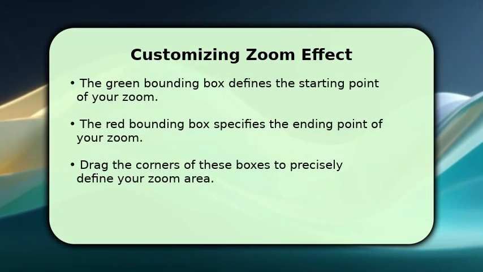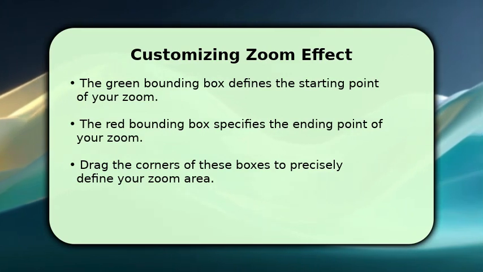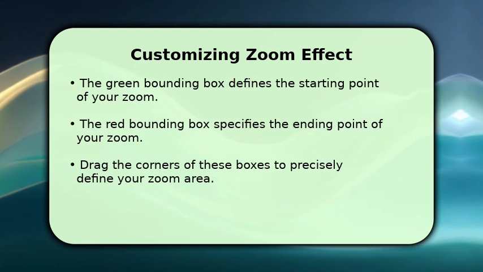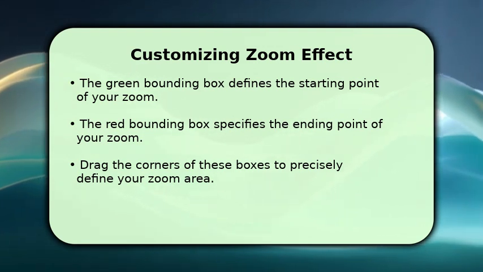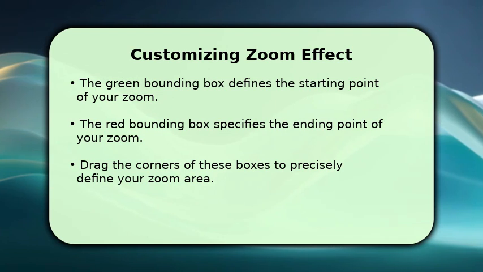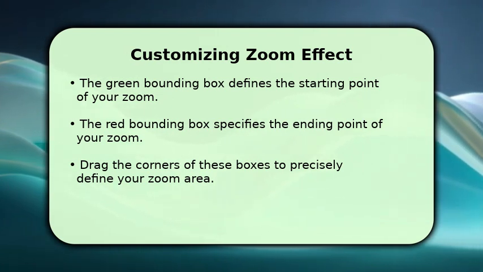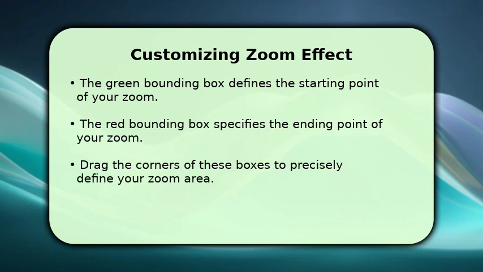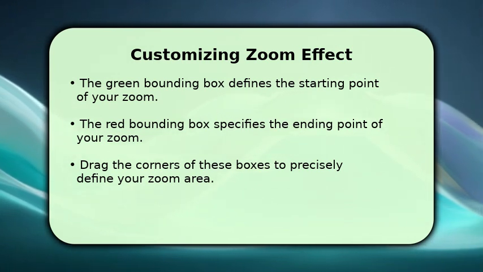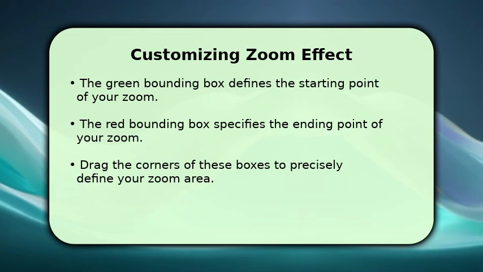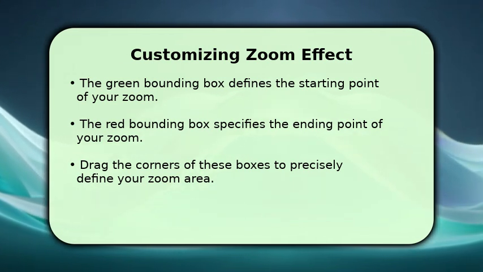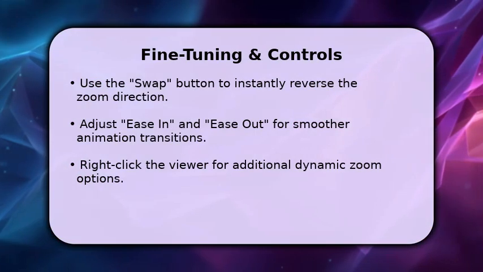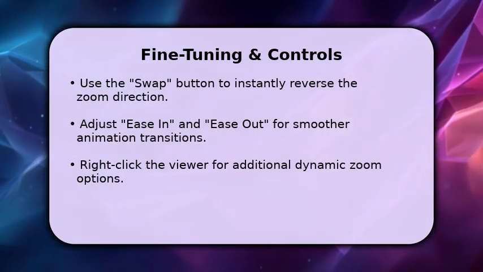Now that Dynamic Zoom is active, you'll see two distinct bounding boxes on your viewer. The green box represents the starting frame of your zoom animation, showing where the zoom begins. Conversely, the red box indicates the end frame, defining where the zoom will conclude. To customize your effect, simply click and drag the corners of these boxes. This allows you to precisely define the exact area you want to zoom into or out of, giving you full creative control. For even greater control, explore the additional options available.